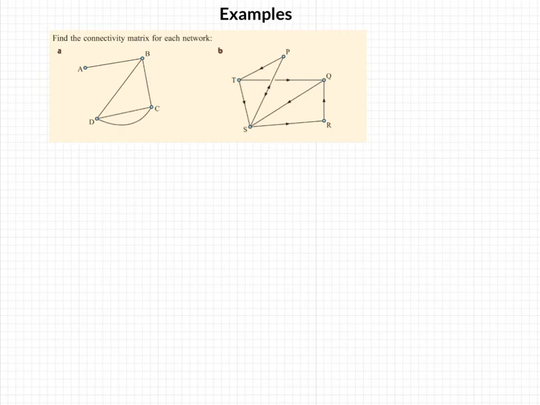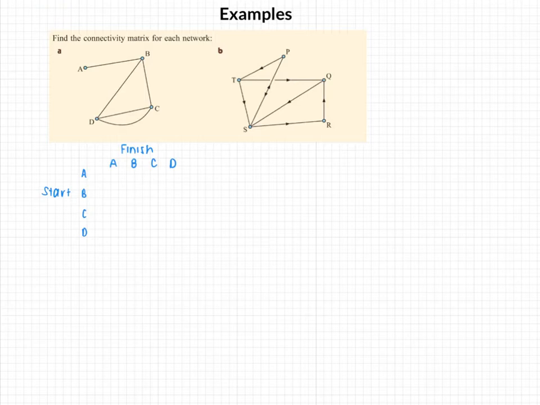So if we have a look at the first example here, part A, we can see it has 4 nodes. So therefore, when we eventually set this up, our matrix will be a 4x4 matrix. To start with, what we're going to do is actually write the start and finish so that we're aware. So our starting nodes are A, B, C, and D, and our finishing nodes are the same: A, B, C, D.